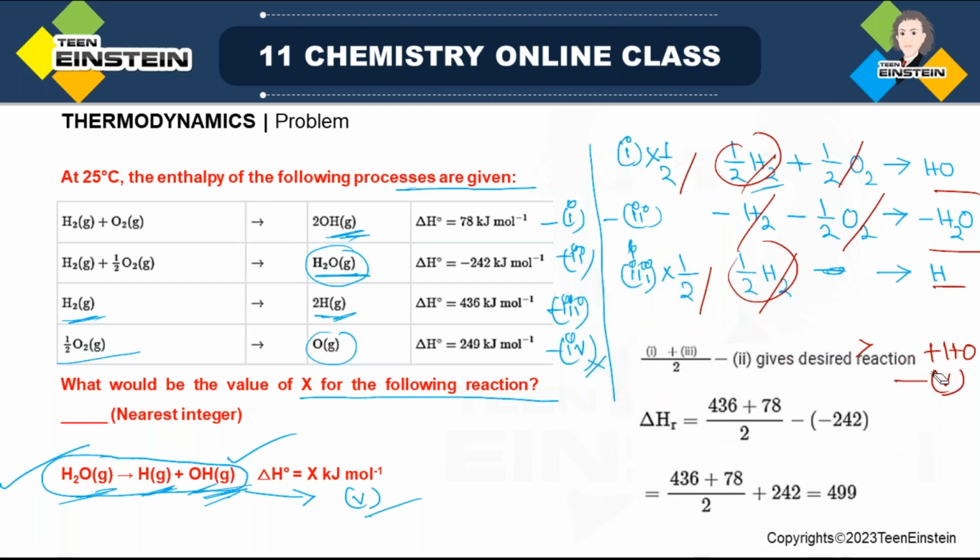So what we have done: equations 1 and 3, these two, multiplied by half, then subtracted equation 2. See, for equation 1 the value is 78, for 3 it is 436. So we have written these two values with the half, and for the second equation it is minus 242. So minus minus will be positive, it will be ultimately 242. So X value is positive 499 kilojoule per mole. This is the final answer, nearest integer.